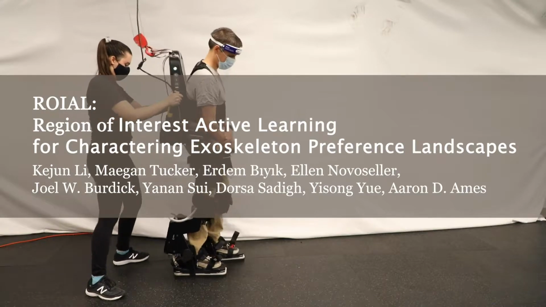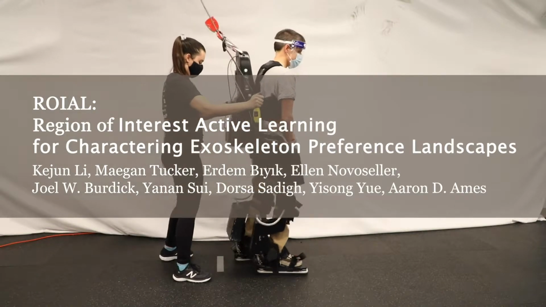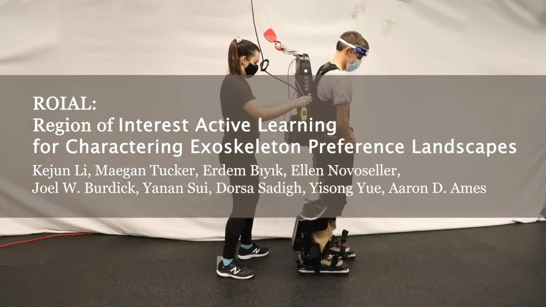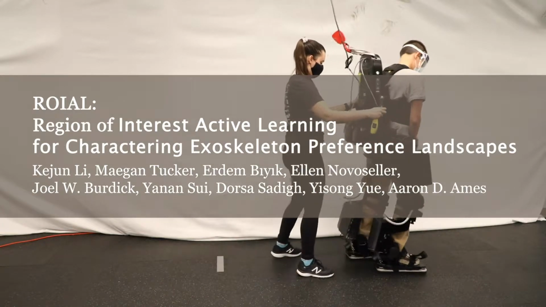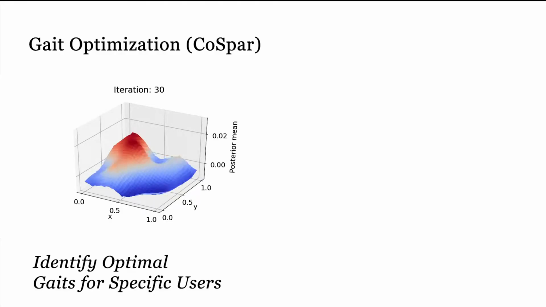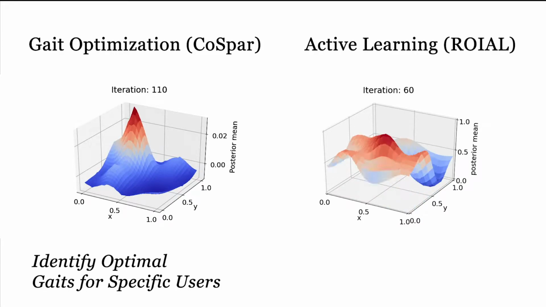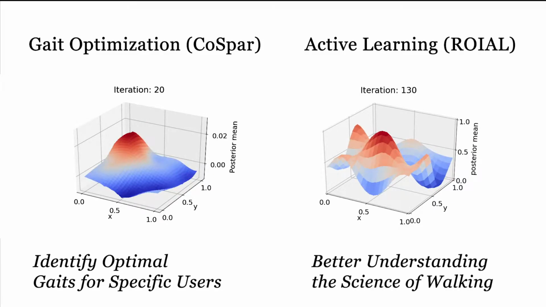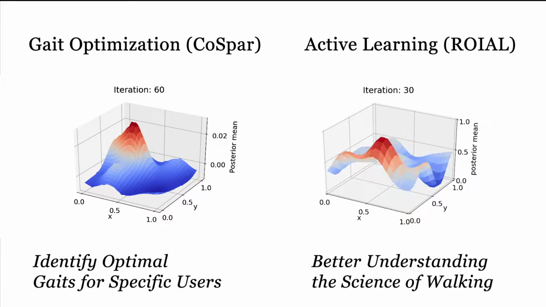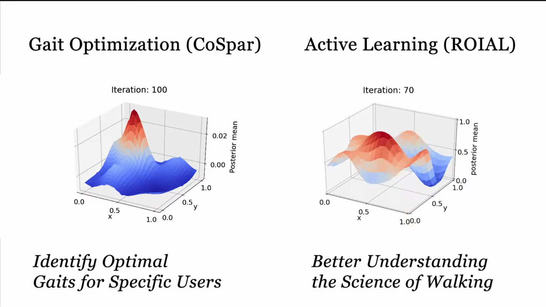This work presents and demonstrates ROIAL, a region of interest active learning framework for categorizing user preferences in exoskeleton walking. While previous work focused on gait optimization, this work learns users' entire exoskeleton gait preference landscapes. Categorizing such landscapes allows us to study patterns across users and gain insight into the underlying science of walking.